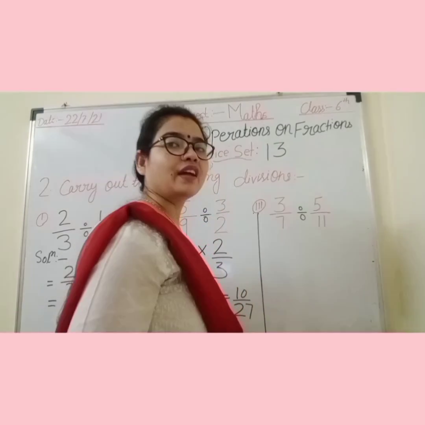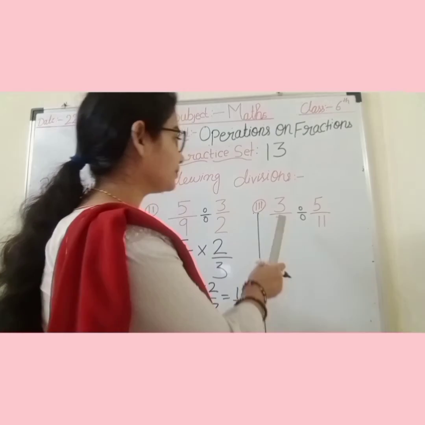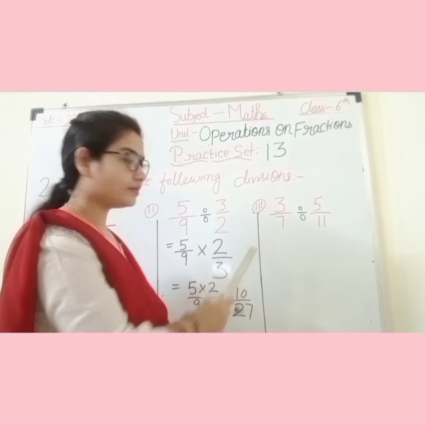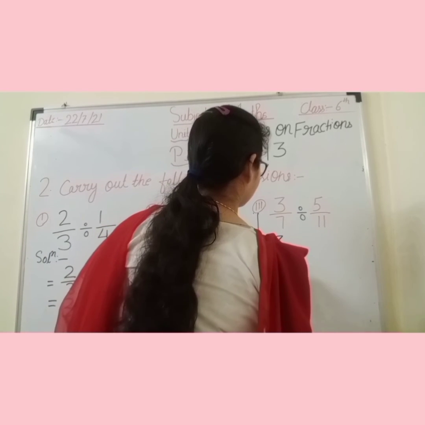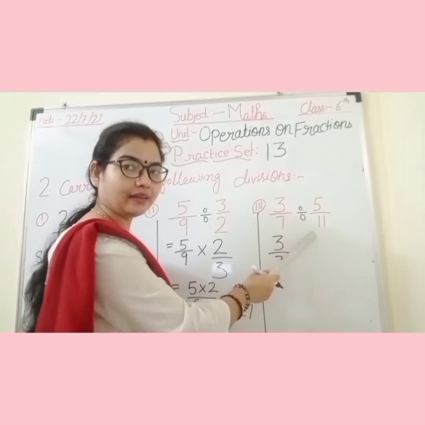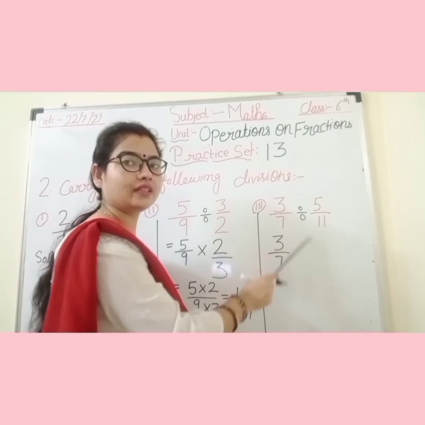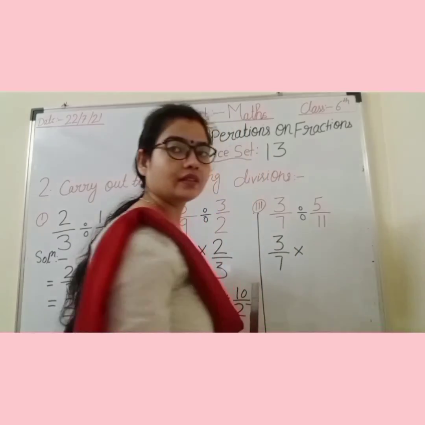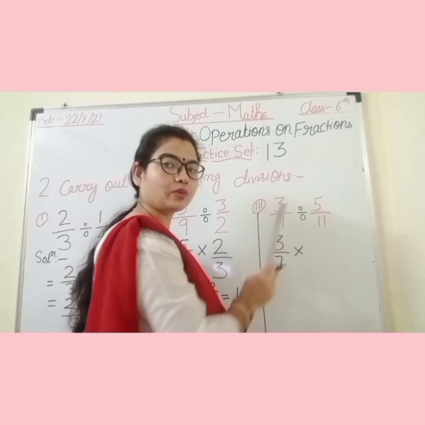Now you will tell me how to solve. Okay, student? So see here, this is your number. Is it your number? You have to divide this 3 by 7 by this 5 by 11. So what you will do here? You will change this sign of division into sign of multiplication. Then now what you will do here? You will take the reciprocal of this number.